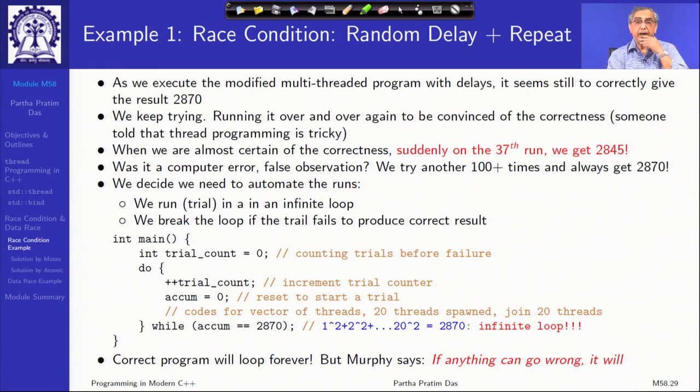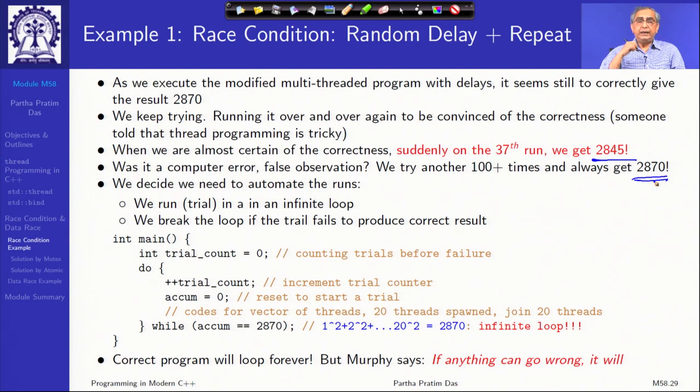Now, we again keep trying, and it gives the correct result. I did this 36 times and got 2870, but on the 37th attempt suddenly I got a result of 2845. The question is, what is the problem? Is it a computer error or a false observation? So, I tried more than 100 more times, but I always got 2870.